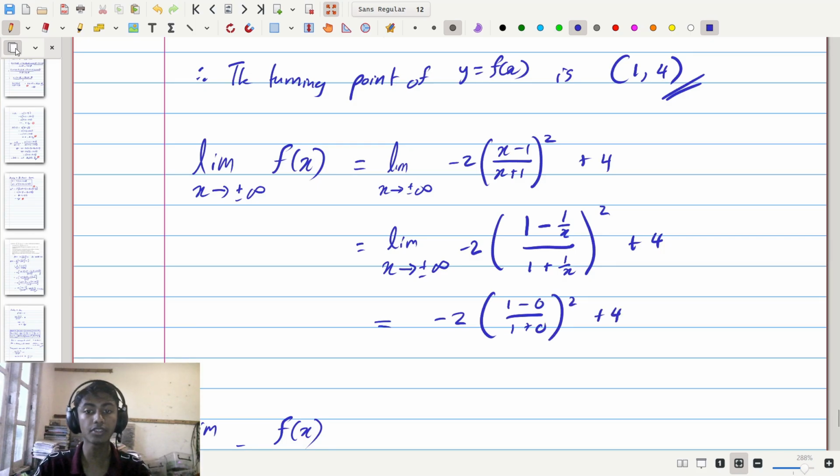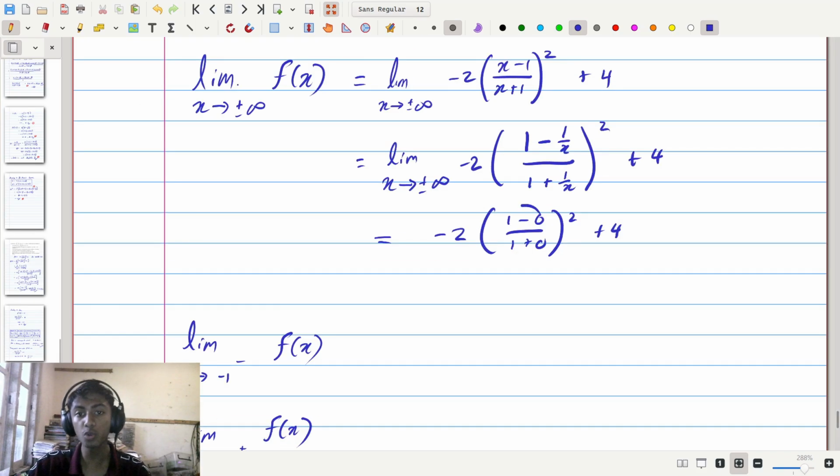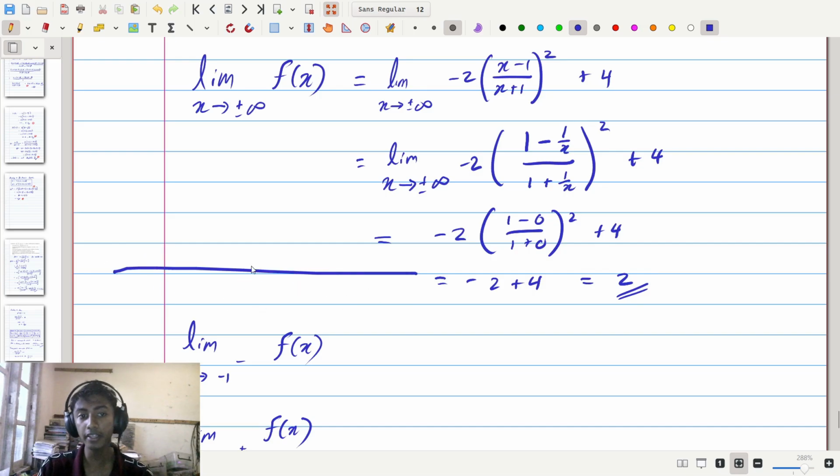And simplifying, we can see this becomes minus 2 times 1 plus 4, which is going to be minus 2 plus 4, which is going to be equal to 2. And hence the limit as x approaches plus or minus infinity, and thus the horizontal asymptote, is going to be at y equals 2. At the y value 2, we're going to have on the left hand side and right hand side our function approaching the value of y equals 2.